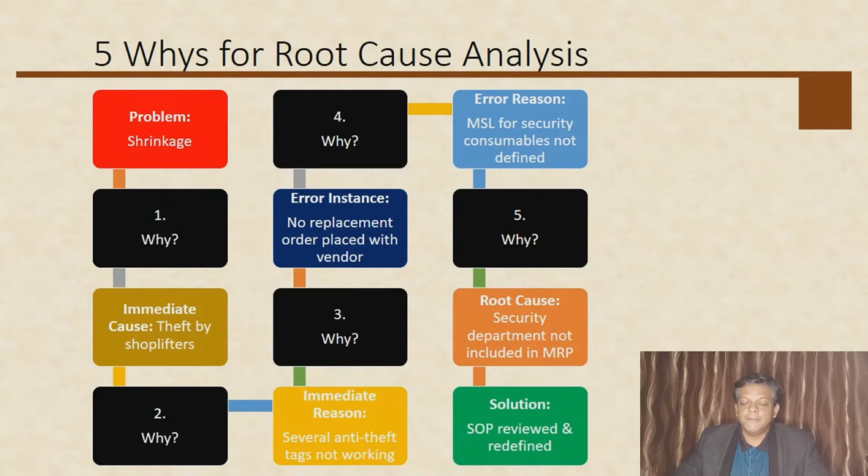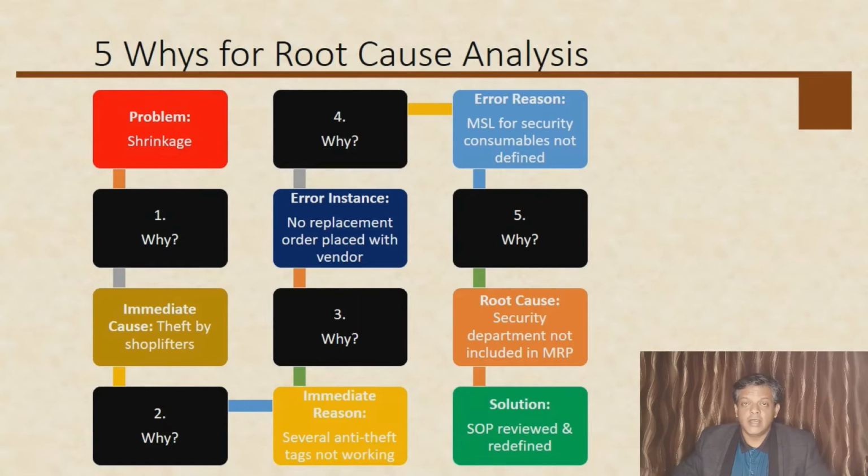What you can see on the screen is an example of the retail industry. Shrinkages are very common across the retail world. So if we have to address the problem of shrinkage, let us take a specific use case, that we have a retail store that sells various costly merchandise, including garments and apparels. Now they are trying to address the issue of shrinkage, which is exceeding their normally acceptable values. So they ask the first why, and they arrive at the immediate cause, that the shrinkages are caused due to theft by shoplifters.